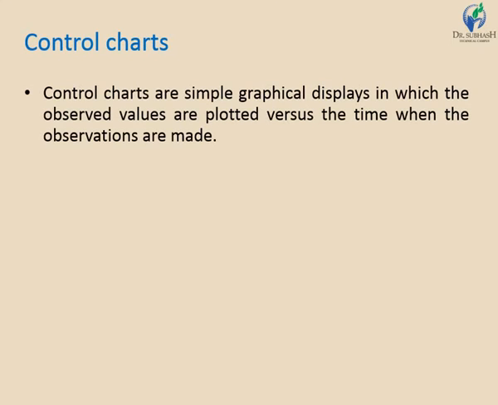Control charts. Okay, what are control charts? What information do control charts give? It's simply a simple graphical display which is used to plot observed values versus the time when the observations are made. So a control chart shows the observed values plotted with respect to time, whatever things they are observing.